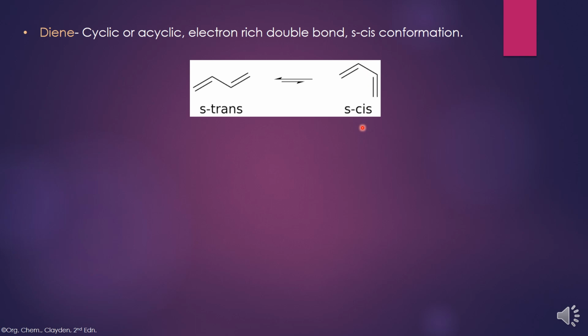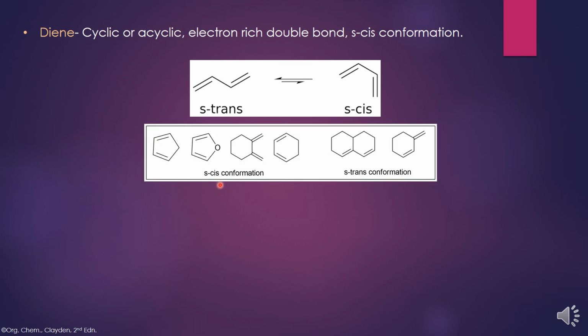If the double bonds are cis to each other with respect to this sigma bond, that is S-cis conformation. Since both are conformations, they can easily interchange with each other, with S-trans being the more stable one. So the equilibrium is more towards the left here. When it comes to the Diels-Alder reaction, the diene should be of S-cis conformation. So these are the three characteristic features that a diene should possess to take part in the Diels-Alder reaction.